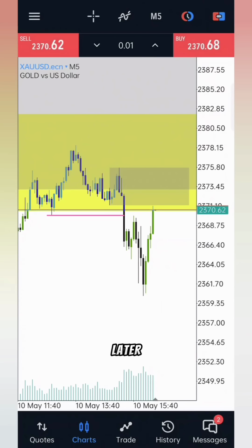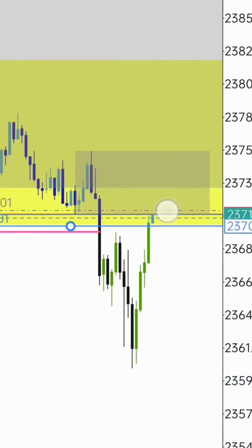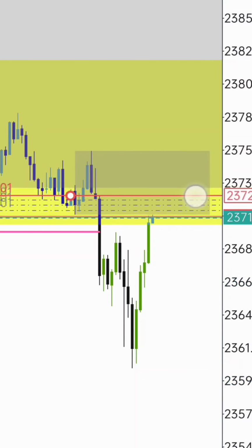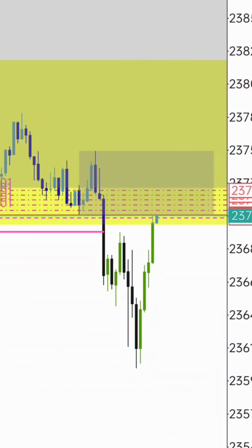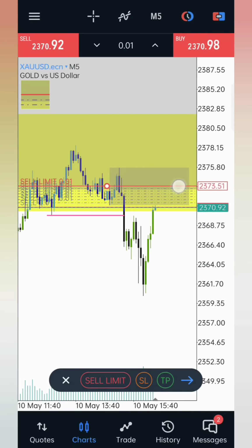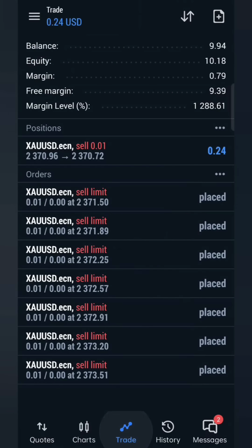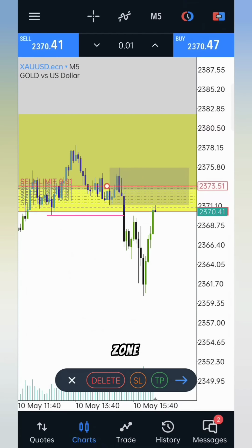A few minutes later, the price returned to our lower time frame supply zone, therefore I took all of my positions from this point. And as always, I set all of my stop losses just above the supply zone.